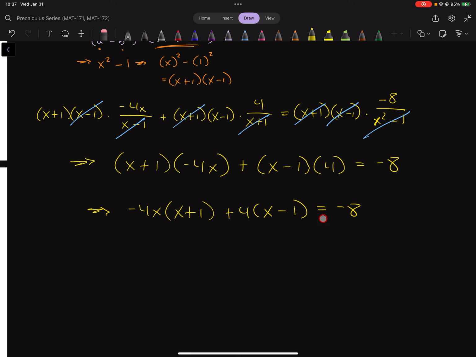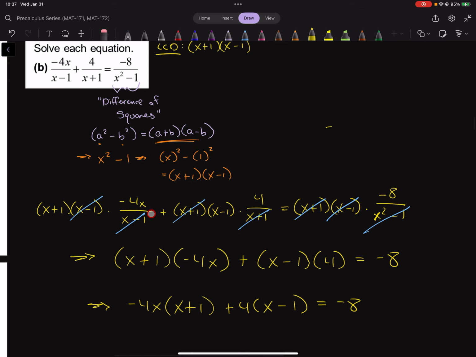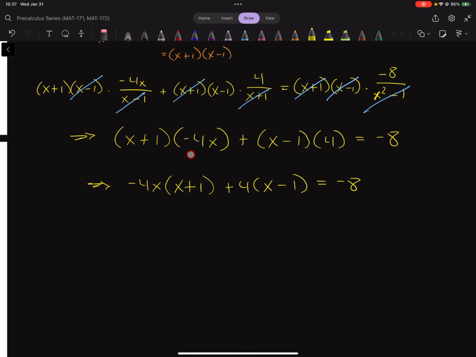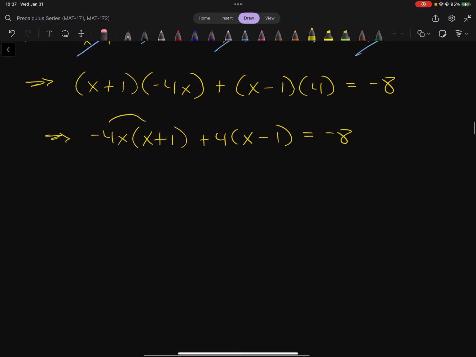Now this looks like something that we can solve. We will end up with some quadratic solutions here, so keep that in mind. We're going to have to verify that they don't violate any of the denominators that we have in our original problem. So at this point, let's distribute the negative 4x through x and 1. We're going to distribute the 4 through these two terms. So we end up with negative 4x squared minus 4x plus 4x minus 4 equals negative 8.